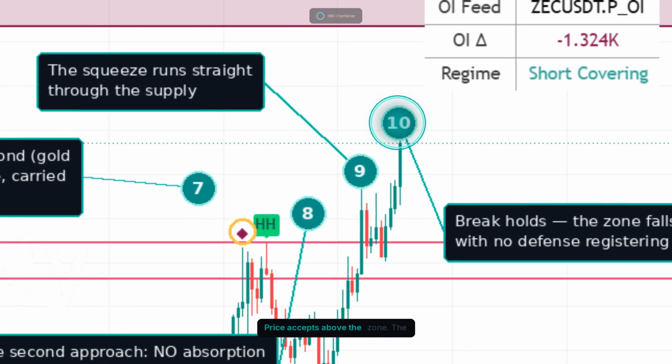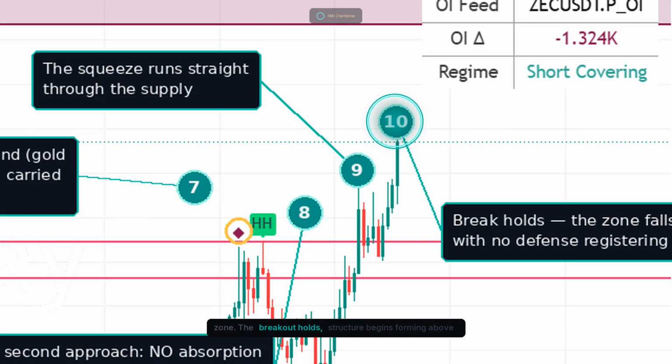Price accepts above the zone. The breakout holds, structure begins forming above the former supply, and the range's ceiling is retired. This is the genuine break from the acceptance framework. Not a wick through and return, but a close and hold beyond the level with continuation behind it. The detection was information both times, present at the first test and absent at the second, and the close delivered the verdict.